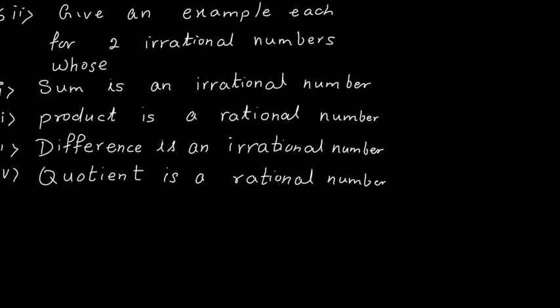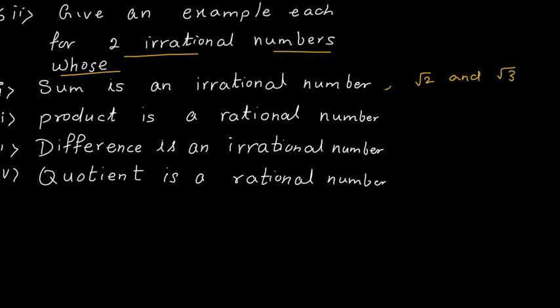Now let us see the next question. Give an example each for 2 irrational numbers whose sum is a rational number. So along with the question only I will write the answer. I want 2 irrational numbers whose sum is a rational number. So you take any 2 irrational numbers, take root 2 and root 3. If I add them, I will get a rational number.